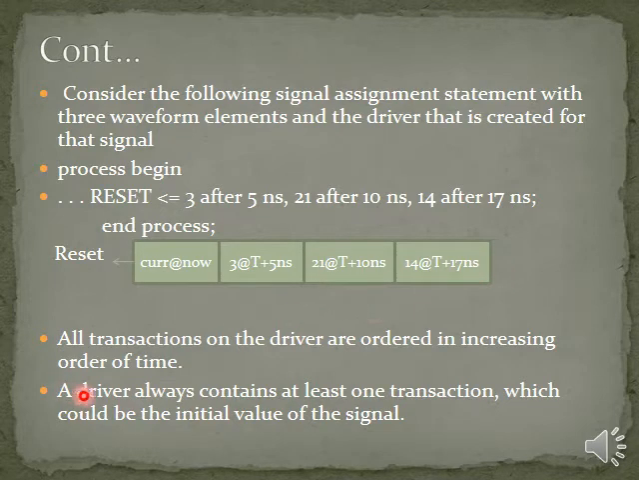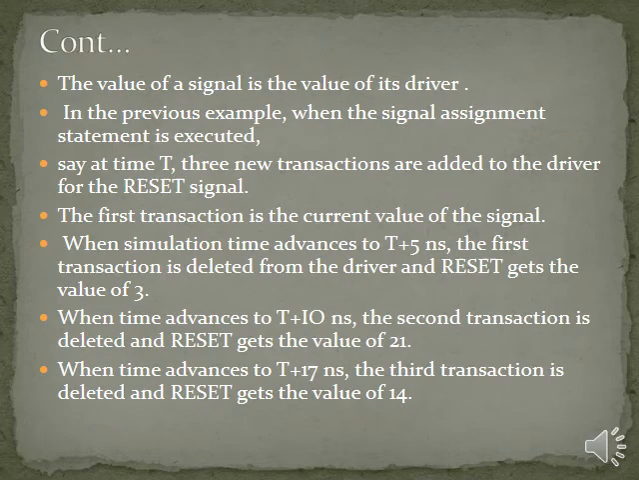Okay, and a driver always contains at least one transaction, which could be the initial value of the signal. At least it should contain any one value. Okay, then only we are going to get the drivers. In the next, what I have written means the value of the signal is the value of its driver. So till now what I told here, that 3 is assigned, 7 is assigned, 14 is assigned, like that I am telling. Here the value of the signal is the value of its driver.